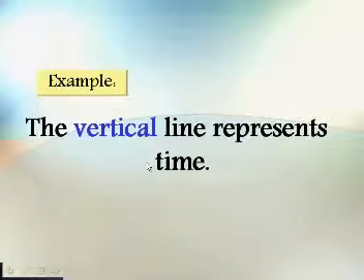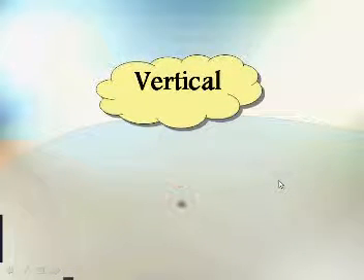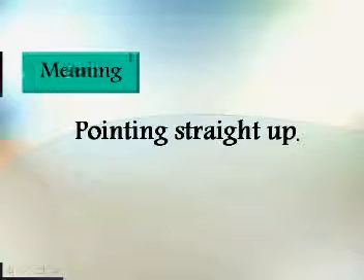In other words, the vertical line represents time. The vertical line represents time. Again, another type of line. Vertical. Yeah, this time the arrow is going up. If we have a line in this way, it's going to be called vertical. So vertical means pointing straight up, like this. Straight up. Vertical.